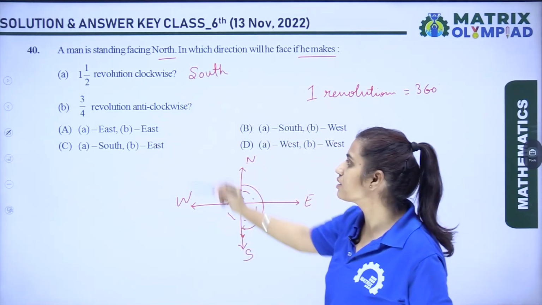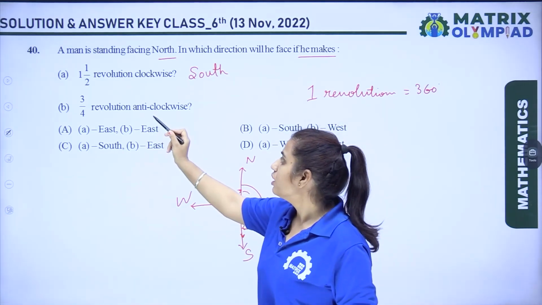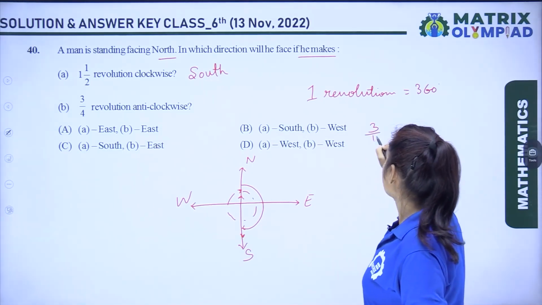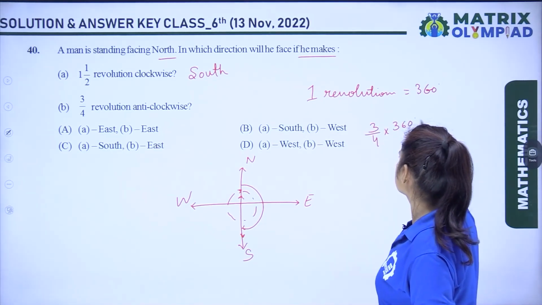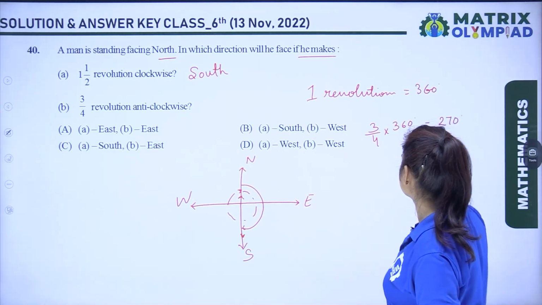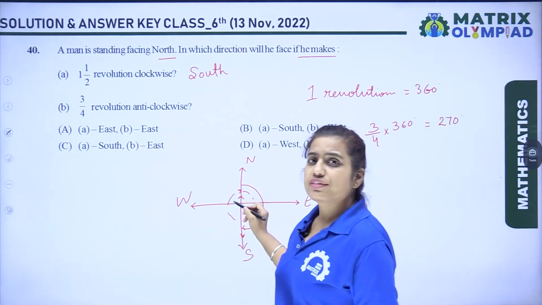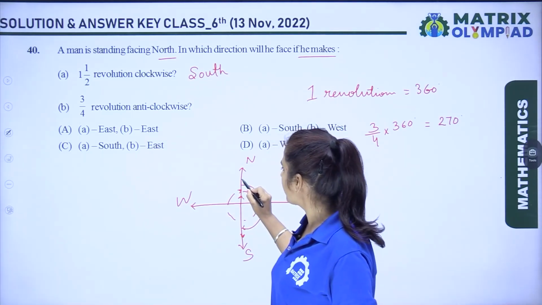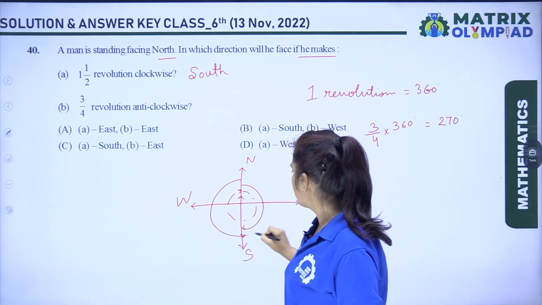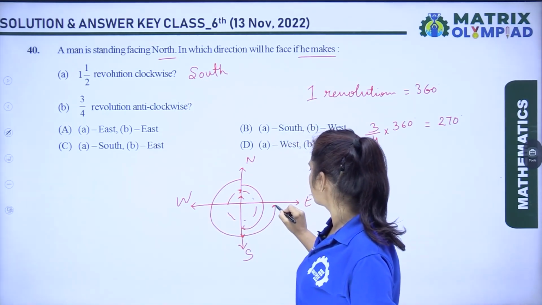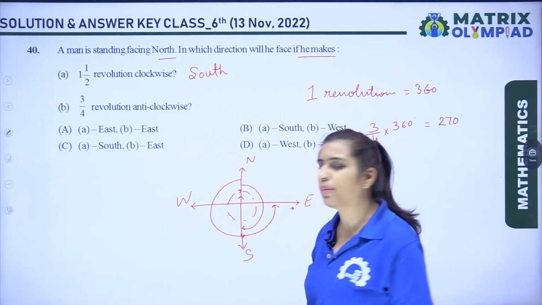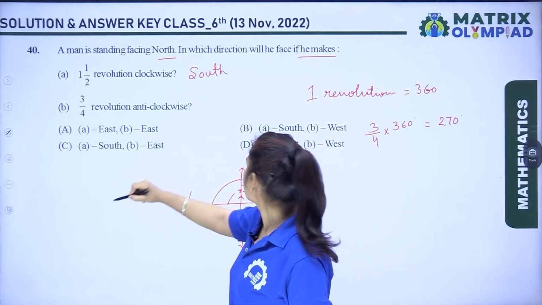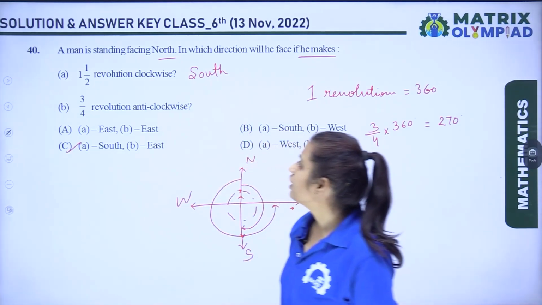Now the second one is 3/4 revolution anti-clockwise. So 3/4 revolution means 3/4 multiplied by 360, we get 270 degrees. Now we have to move a person in the anti-clockwise direction. So here is the anti-clockwise direction and we have to make 270 degrees. So here it is the east direction. Now the person is facing east direction. So according to question, we can say that option C is the correct answer.